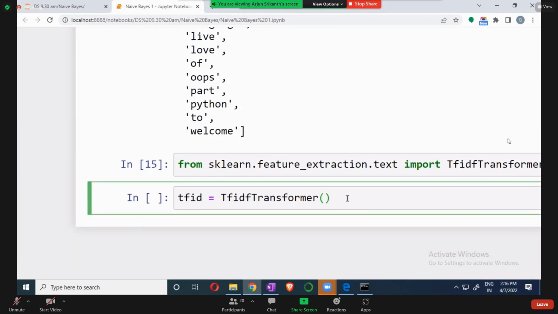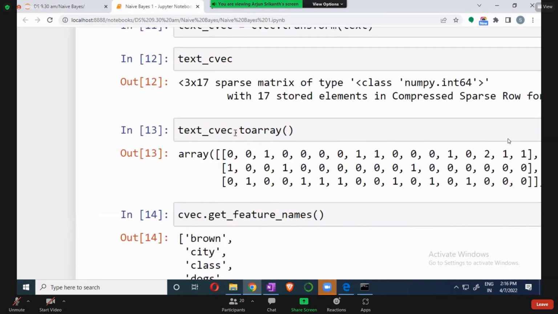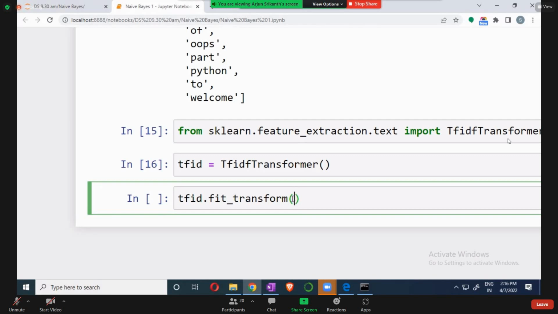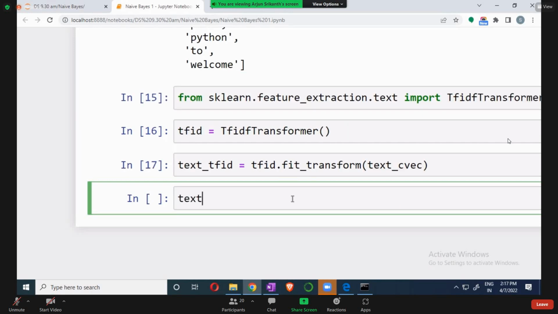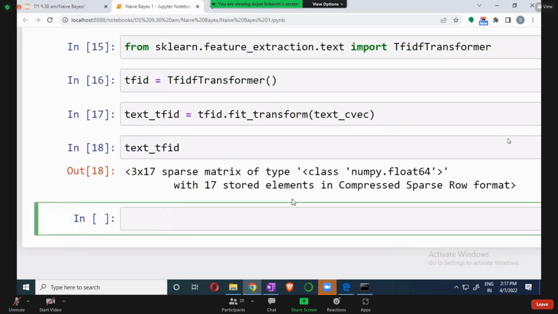Okay. Now let me create this one. I created tfidf dot fit. Let me do the transform also. Which data I have to fit and transform, guys? text_cvec. Text_cvec. Now this I will take it as text_tfidf. Got it, guys? Text_tfidf. So you get a sparse matrix.